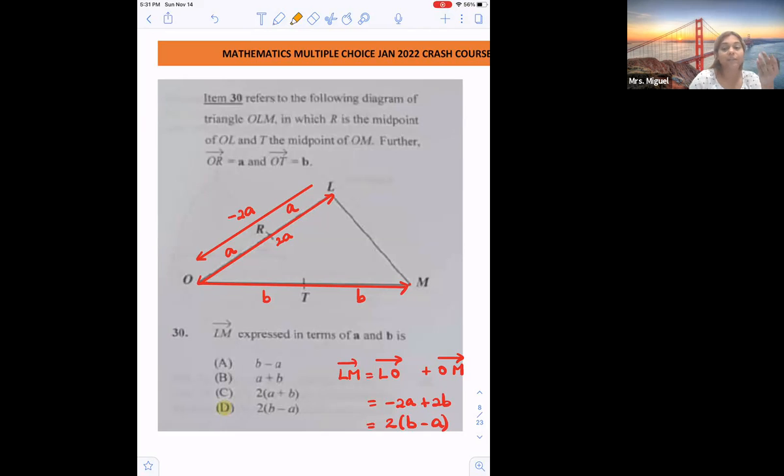So think about vectors as you are traveling along a particular direction. So you want to go from L to M, the passage is blocked. You cannot pass here. So you need to find an alternate route. So you will go from L to O, and then you will travel from O to M, and you will still arrive at your destination, which is M, right? And if you are going in the reverse direction, the vector needs to change.